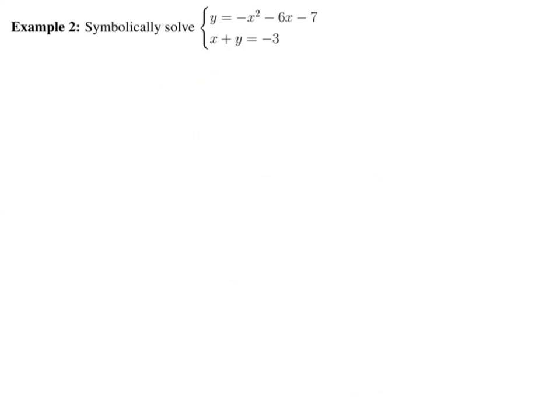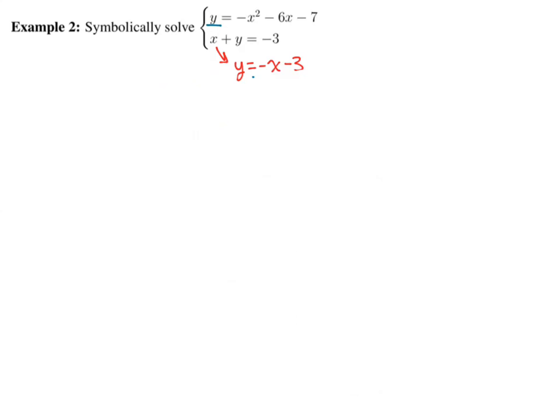Now, except second example. So the second example is this, and you're like, wait, that's the same thing. It totally is, except the directions are different. We have to solve it symbolically. So first order of business, take that line and solve it for y. So y equals -x minus 3, subtracting the x on both sides.